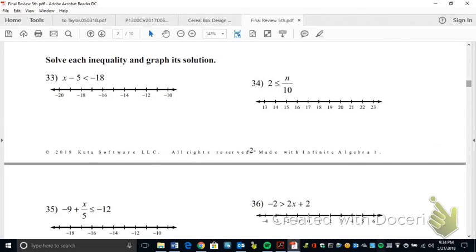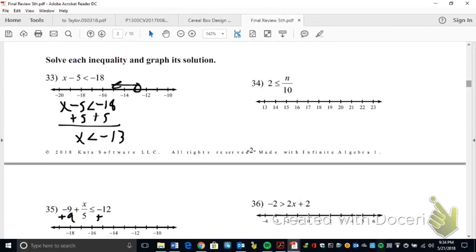Again, one-step, two-step, multi-step. Now for the vast majority of these, we're going to treat that inequality sign just like an equal sign. Which means when we have x minus 5 is less than negative 18, we can just add 5 to both sides. So we add 5 to both sides, and we end up with x is less than negative 13. And then we graph it. Open circle at negative 13, arrow to the left.